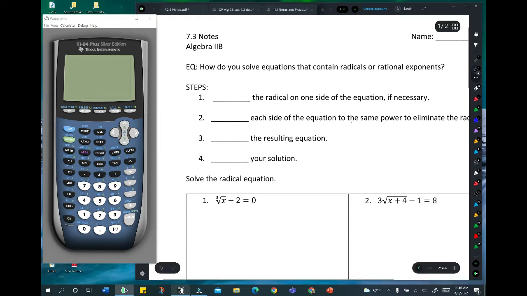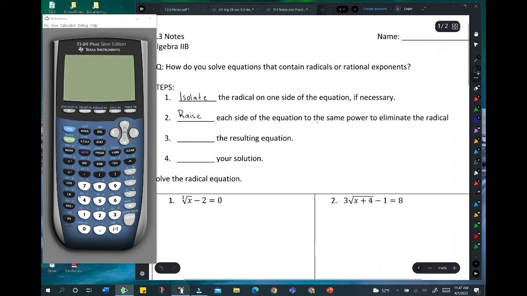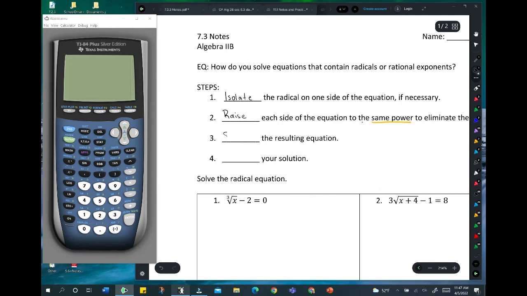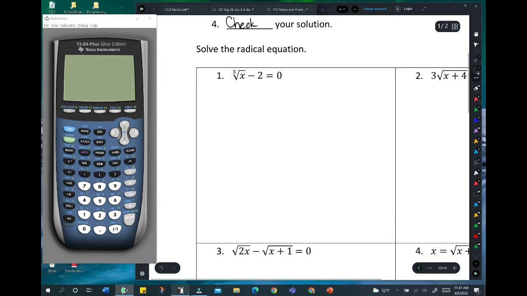So basically there are 4 steps to follow. First is to isolate the radical to one side of the equation, if necessary. Maybe it already is isolated, so you don't need to worry about that. Then we are going to raise each side of the equation to the same power. So we're going to use the same power to eliminate radicals, okay? Solve the resulting equation, and then it's important to check your solutions, okay? So let's get down to business and solve a few of these here.